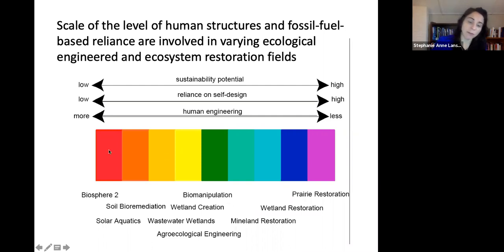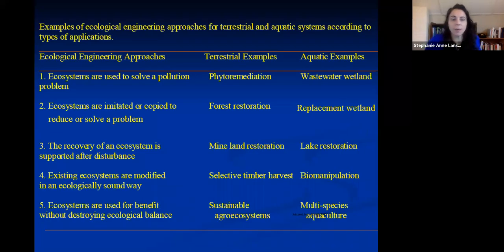And then as we go even further, we have the solar aquatics, the living machines, and finally the biosphere. We're creating a whole new ecosystem. And so if we think about ecosystems used to solve environmental problems in both terrestrial and aquatic systems, a terrestrial example would be phytoremediation. An aquatic example would be a wastewater wetland.